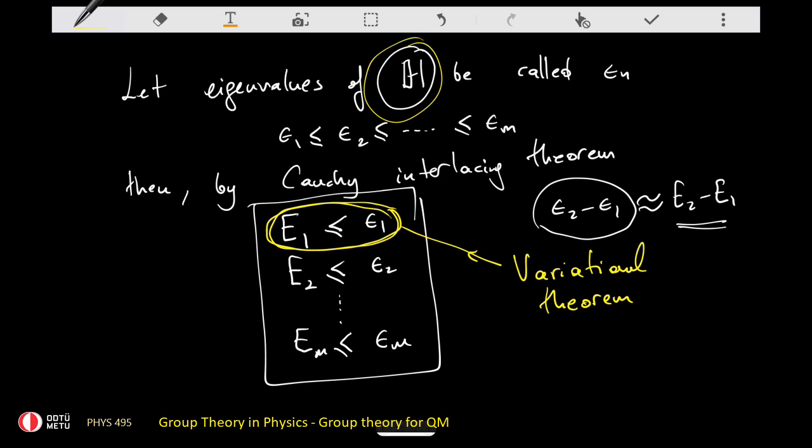Okay, so this is the next thing that I'm going to describe. This is essentially called the linear combination of atomic orbitals, but there is a slight complication in there. I'm just going to describe that complication.